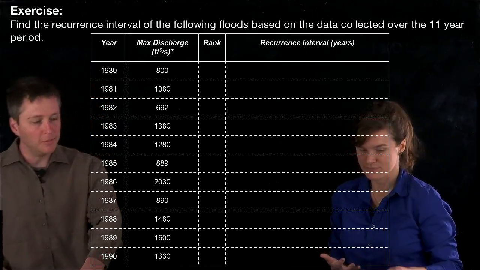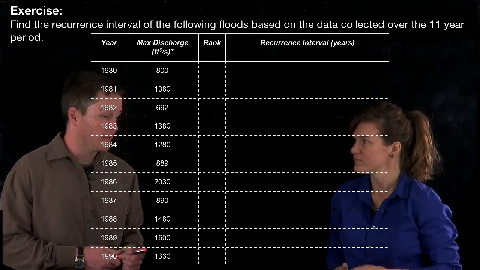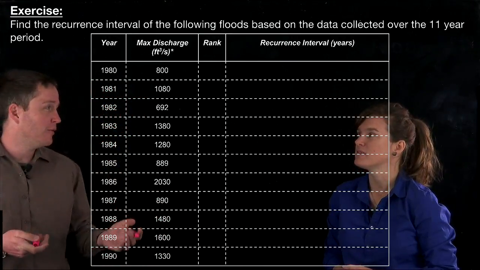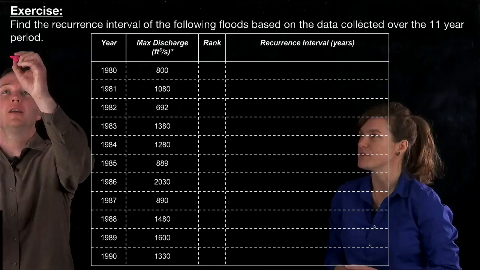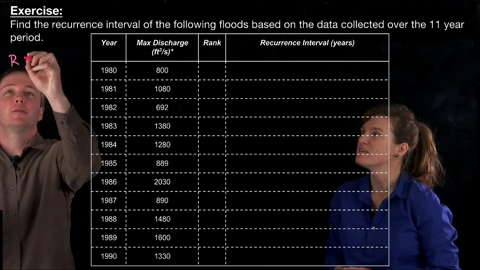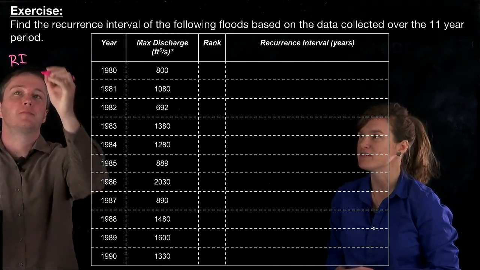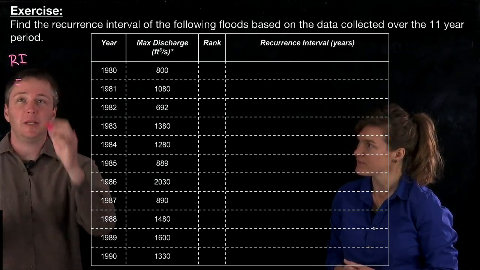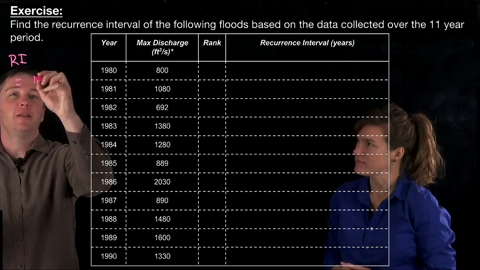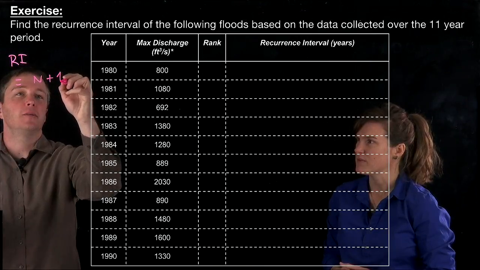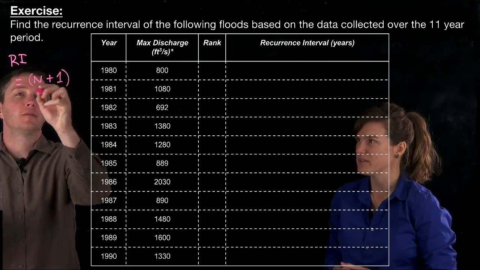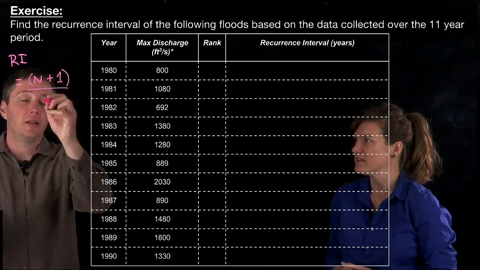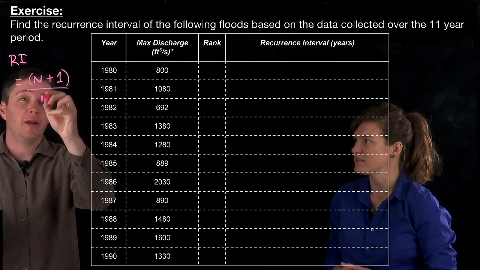So there's a simple formula that people often use to calculate these things. If we abbreviate recurrence interval as RI, we'll write the equation up here. RI, recurrence interval, is equal to this variable n plus 1, and I'll explain what that means, divided by this other variable m.